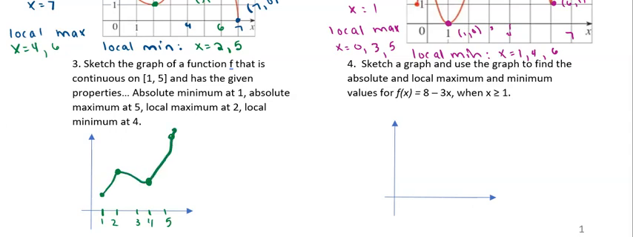There we go. That was supposed to be the end. Whoops, didn't mean to erase the whole thing. There. We have an absolute minimum at 1. We have an absolute maximum at 5. We have a local maximum at 2 and a local minimum at 4. I think we got it.